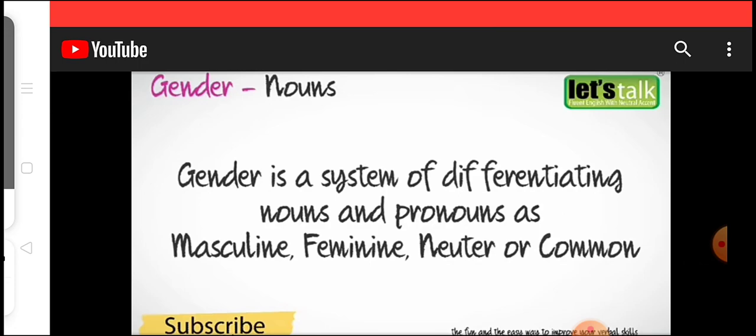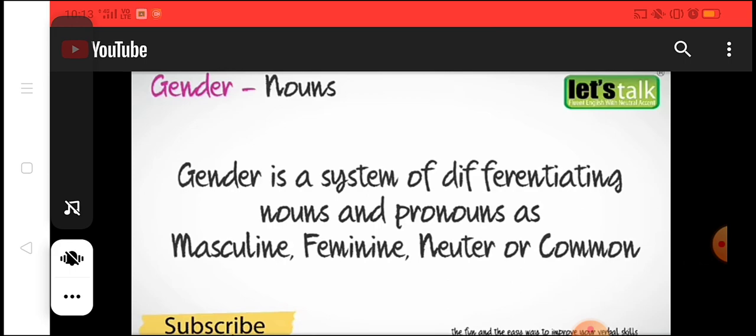So, students, this gender noun will differentiate whether that particular noun comes under masculine, feminine, neuter, or common. We will learn one by one what masculine, feminine, neuter, and common mean. And after completing this, I hope you will understand what gender is. So remember, gender is a type of noun, and this differentiates the noun as masculine, feminine, neuter, or common.